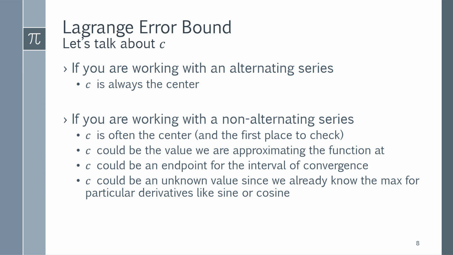Or c could be an unknown value for a derivative that we already know the maximum for. For example, if your derivative is the sine of something, you already know the maximum value of sine is 1. You don't need to know what c is, because c is what we're plugging into the derivative in order to get the maximum value of that derivative. So if my derivative is sine, I already know its maximum value. I don't need to worry what c is. I just plug in the maximum value for that derivative.